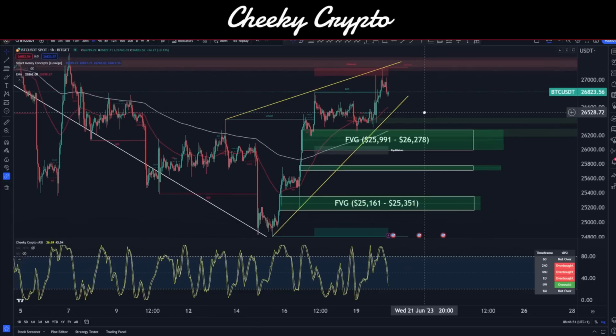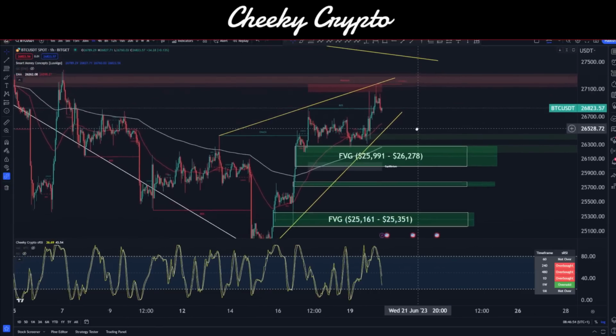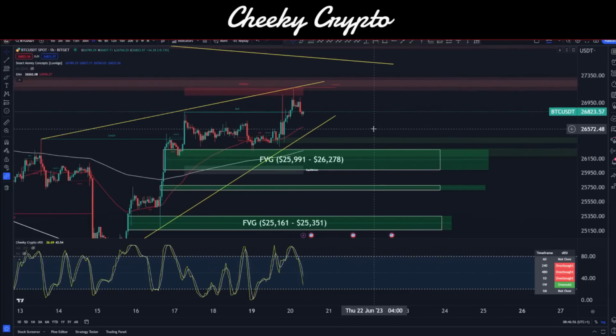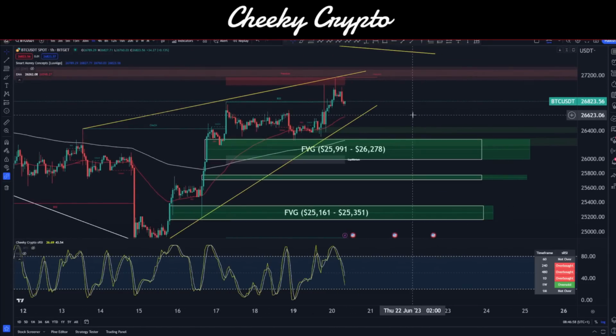So it's all looking okay for Bitcoin on the 1 hour, but we are a little bit concerned about those larger time frames. The daily is overbought, the 20 hours overbought, the 16 hours overbought, the 12 hours overbought, the 4 and 8 hours are overbought, right? And so therefore we are expecting momentum to shift to the downside.